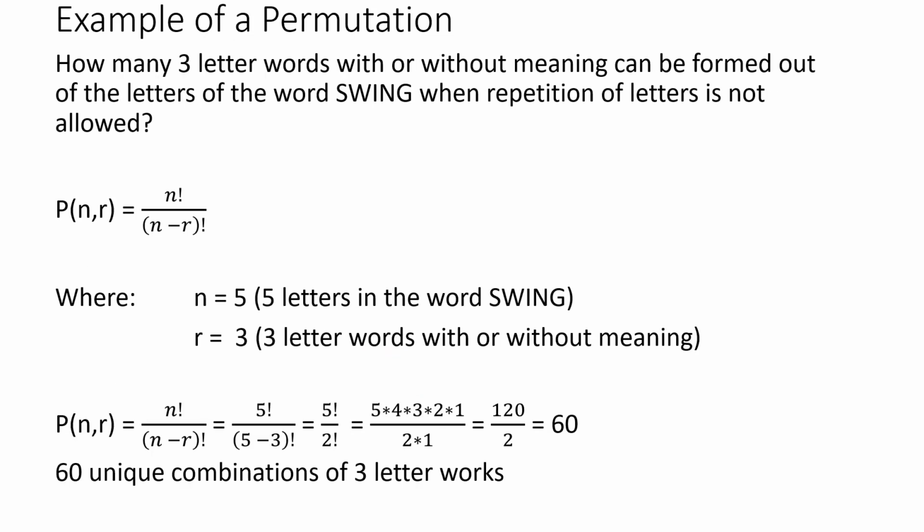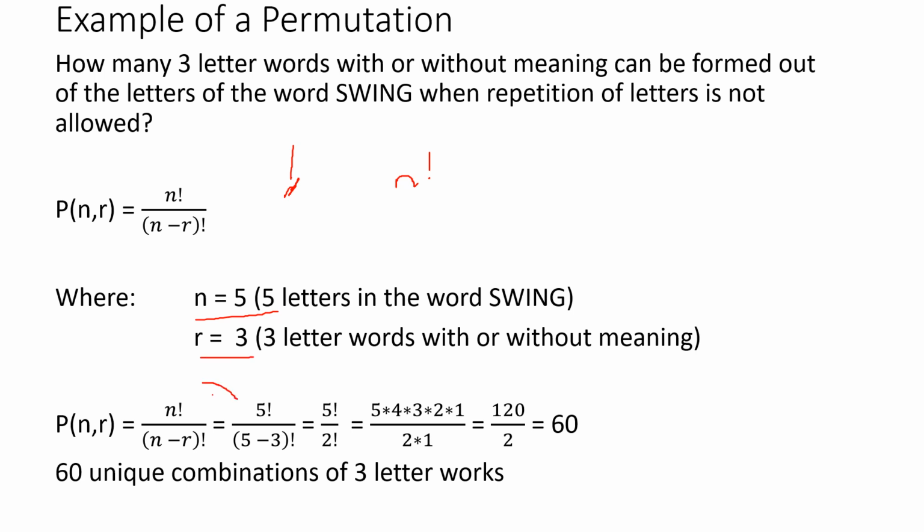How many 3-letter words, with or without meaning, can be formed out of the letters in the word SWING when repetition is not allowed? In other words, you can only use each letter once. Here's my formula. Remember, when we have the exclamation point, that's a factorial. So n factorial means the highest number times every number below it, all the way to 1.